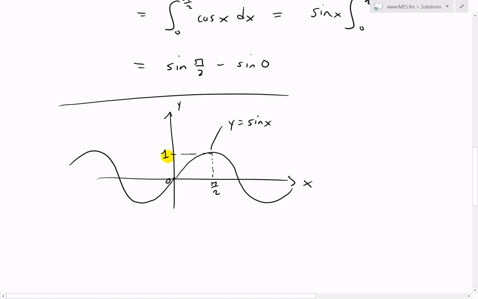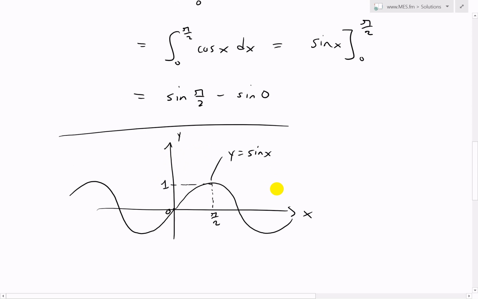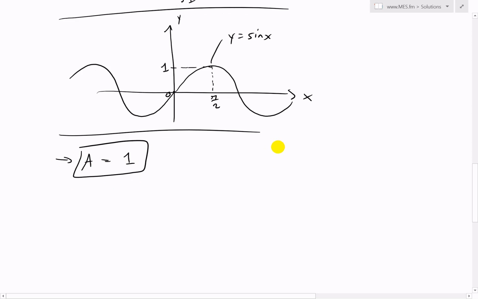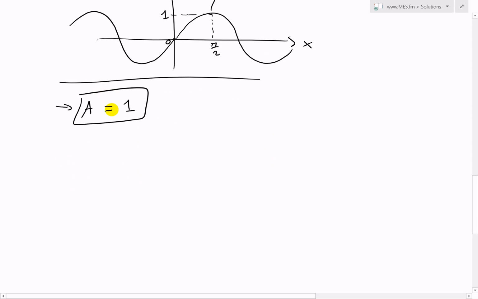You could learn more in the video links below on trigonometry and the sine function. So this means sine of 0 goes to 0, and this goes to 1. So we have this equals 1, which means basically the area is equal to 1. So that makes our calculations easier.